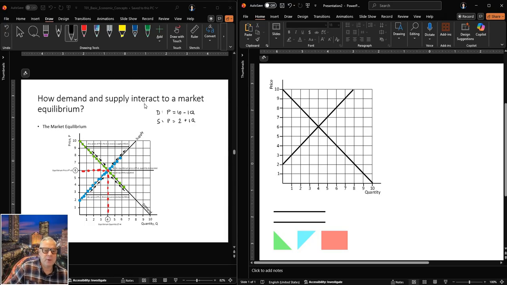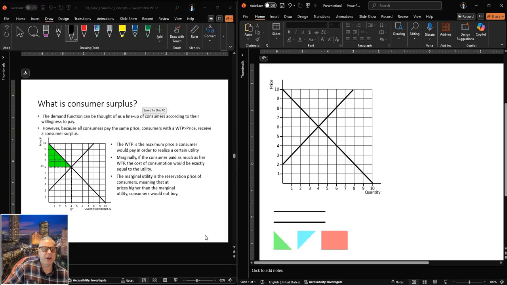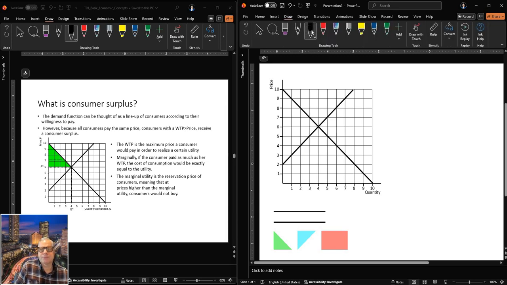And so now we introduce the first part of the welfare analysis, which is consumer surplus. So if the equilibrium price is 6 and the equilibrium quantity is 4. So now this is the equilibrium price and that is the equilibrium quantity.